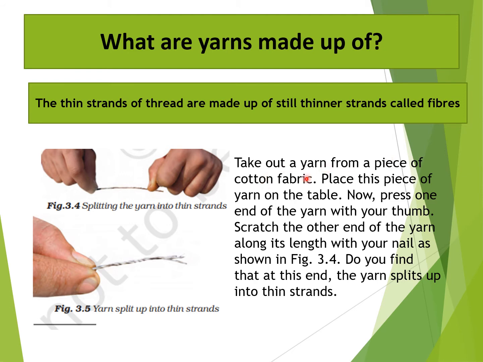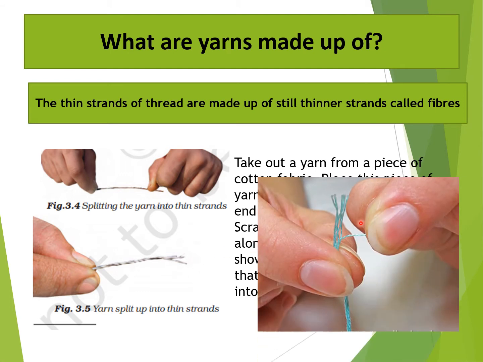So, you can simply take out a yarn or a thread from a piece of cotton fabric and place this piece of yarn on a table. Now press one end of the yarn with your thumb and scratch the other end of the yarn along its length with your nail as shown in the figure. Right? Do you find that at this end the yarn splits into thin threads? So these thin threads are known as fibers.